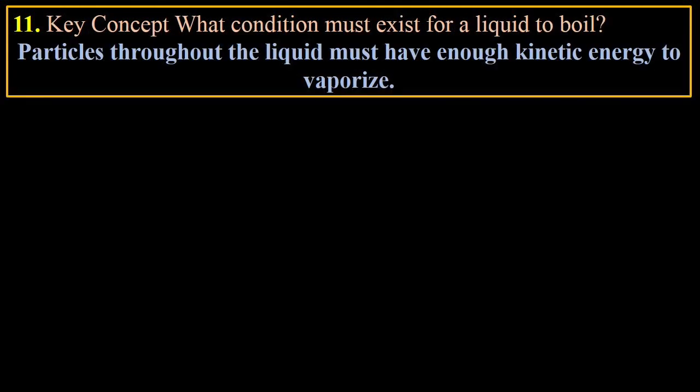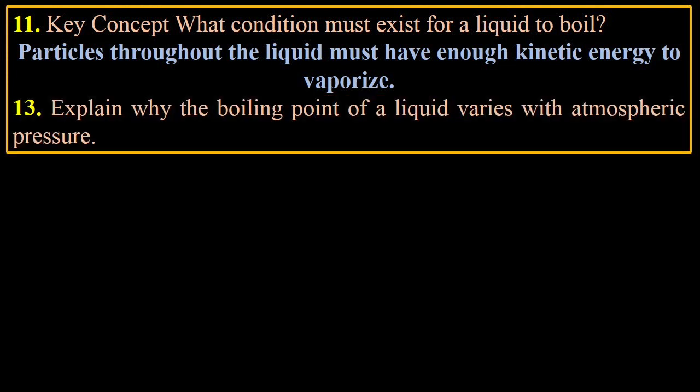What conditions must exist for a liquid to boil? Well, one of the major conditions is that the vapor pressure has to equal the atmospheric pressure. Particles throughout the liquid must have enough kinetic energy to vaporize. Makes sense? I don't particularly like that answer, but explain why the boiling point of a liquid varies with atmospheric pressure.